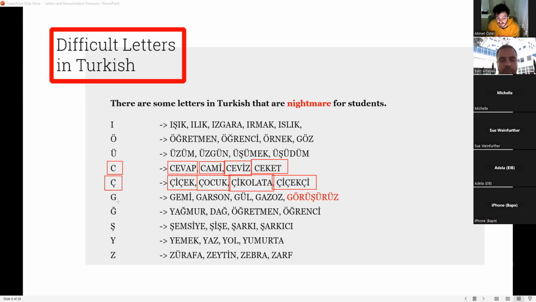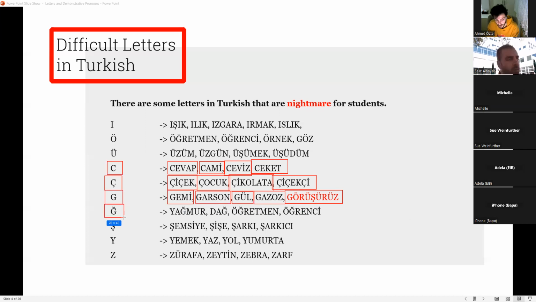Another confusing letter that we can talk about is G. This one also has different pronunciations in many different languages, but in Turkish we only have one pronunciation for it, and it's always ge. Gemi, garson, gül, gazoz, görüşürüz.